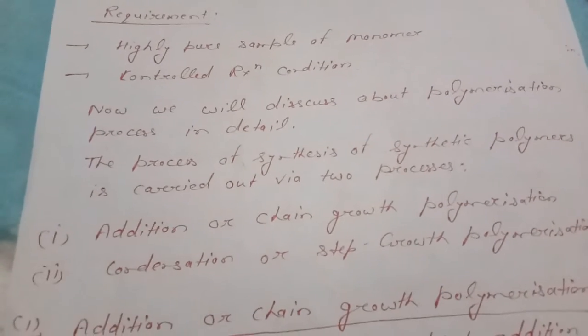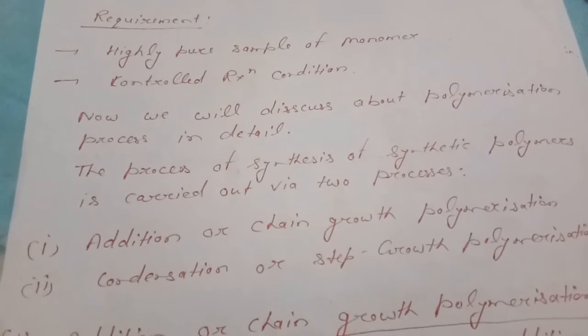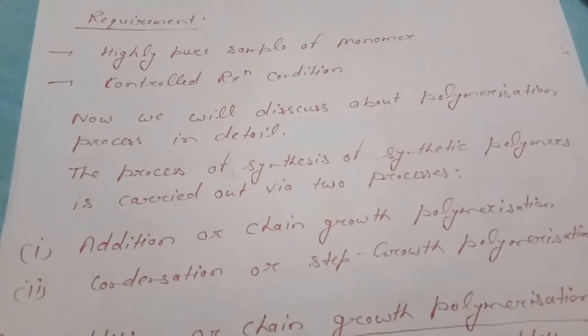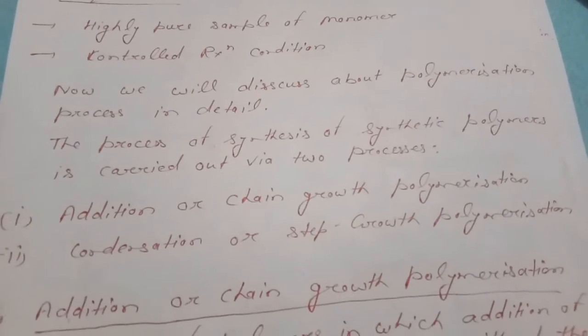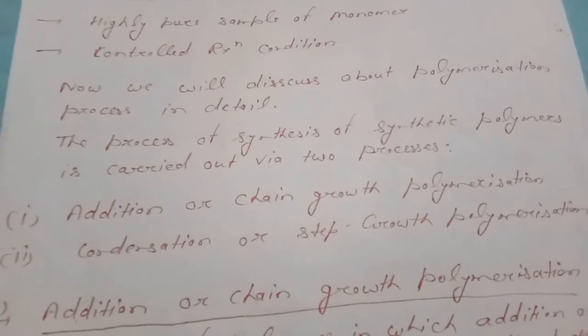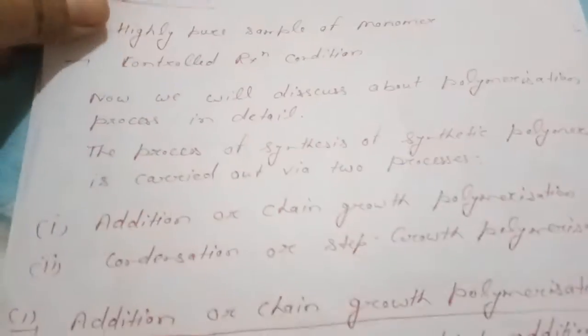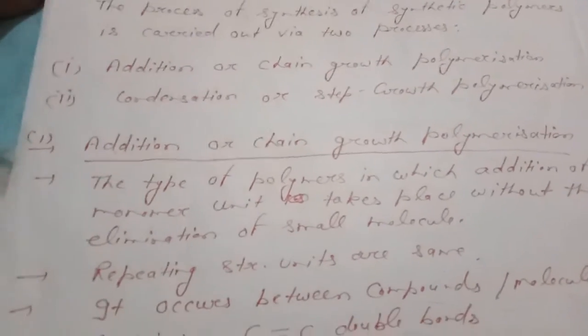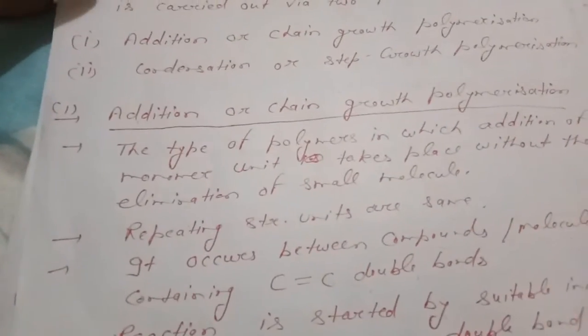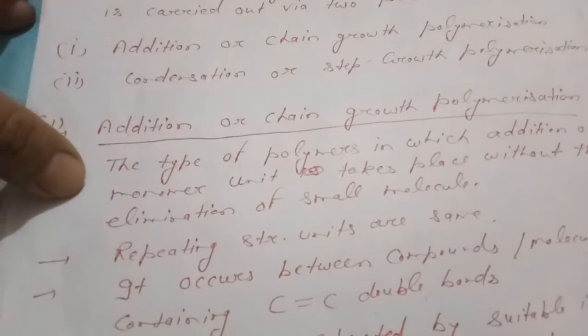The synthesis of synthetic polymers is carried out via two processes. First is addition or chain growth polymerization. Second is condensation or step growth polymerization. First we will discuss addition or chain growth polymerization. There are some characteristics of this polymerization. Let us go one by one.